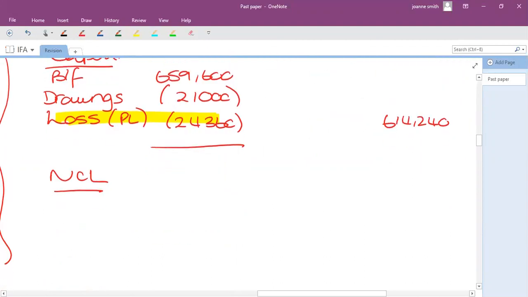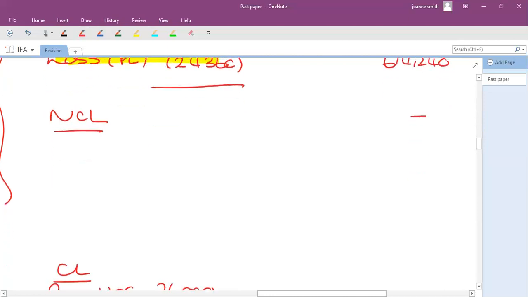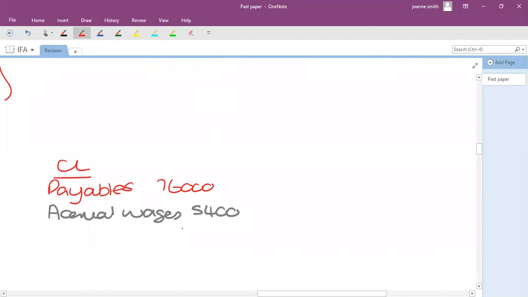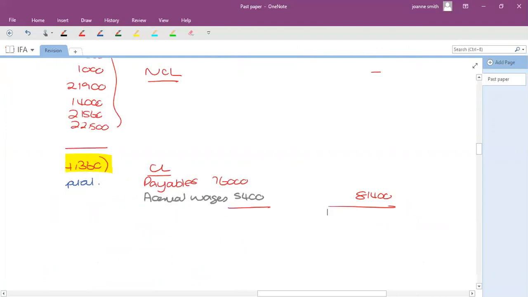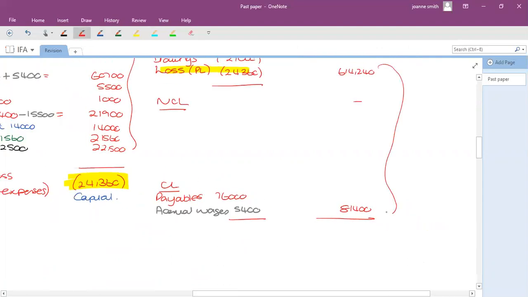We haven't got any non-current liabilities, and to be honest, the only thing you'll see in there is if you've got a loan that's around for more than a year, so not an awful lot goes in that category, and we haven't got any loans here. And then we've got a couple of current liabilities that add up to 81,400. So if we add together our capital and our current liabilities, then we get 695,640. So that's your total capital and liabilities.